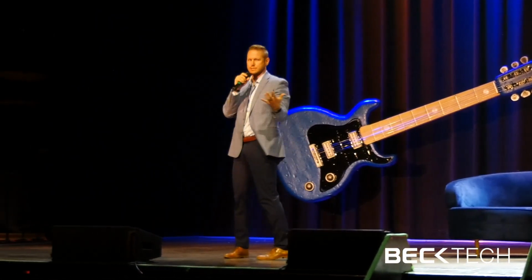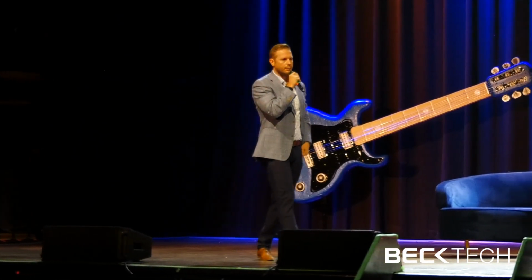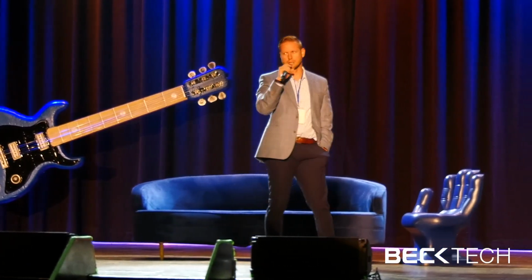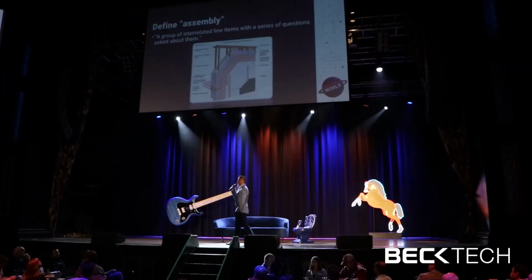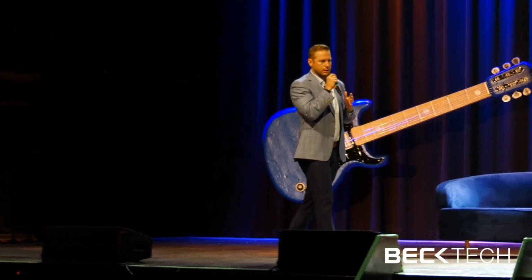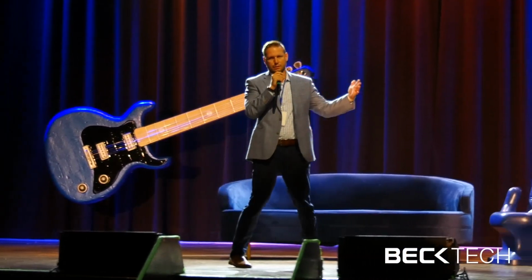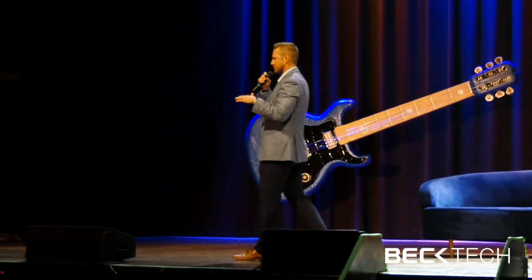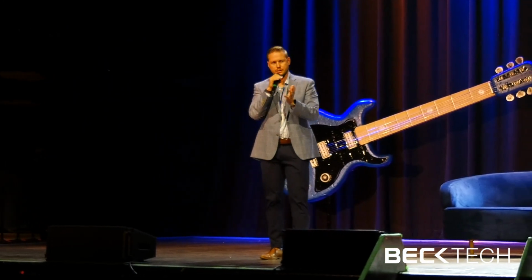And I'm sure you guys have seen this from a lot of the demo teams, implementation teams on what an assembly is. So I'm not going to talk a whole lot about that, but I'm going to talk about how we use it at Saunders. So define assembly. This is Beck's definition of assembly that we used. It's a group of interrelated line items with a series of questions asked about them. Pretty much the sum of all the parts, right? Everybody kind of knows what an assembly is. The exterior skin all the way into the interior finish, and all the questions that get asked about that interior finish, about that entire assembly that make up the sum of the parts, that populate your estimate, right?